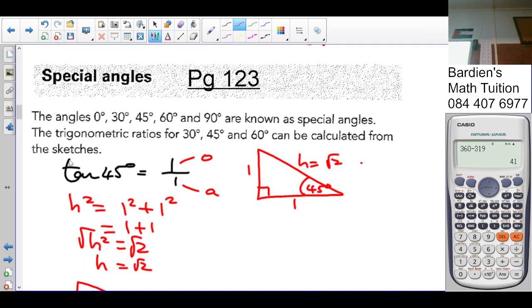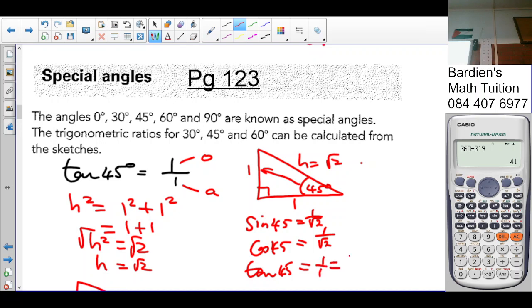So now they can ask you, what is sine of 45? What is cos of 45? We know what tan of 45 is, no? It's 1. Sine of 45, sine is opposite over hypotenuse. Cos is adjacent over hypotenuse. Tan is opposite over adjacent. You guys understand? So that is our second expression.